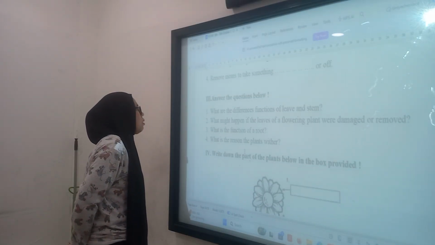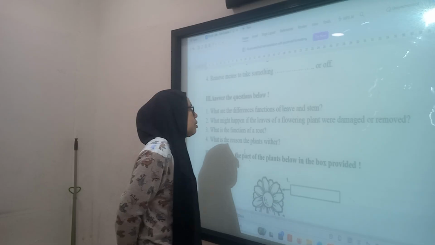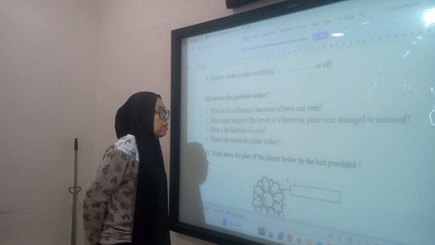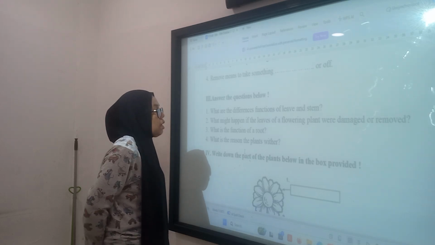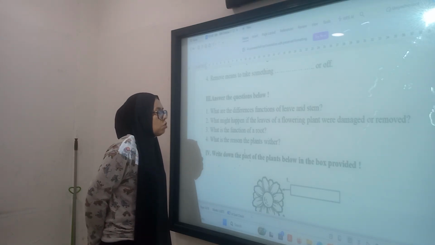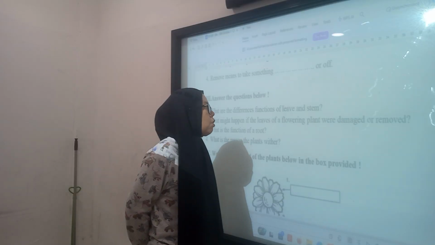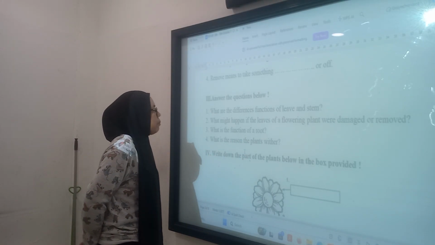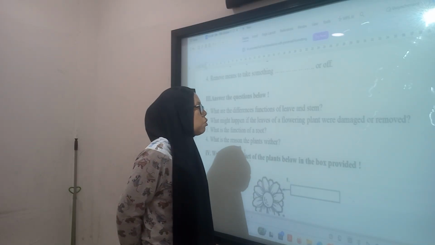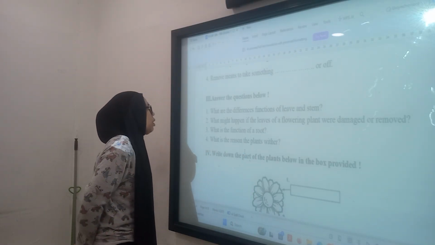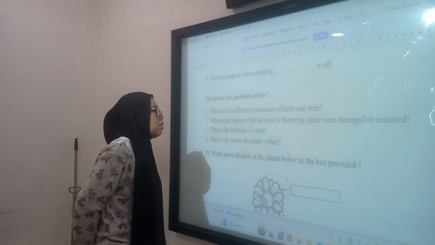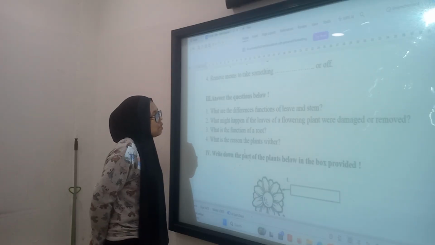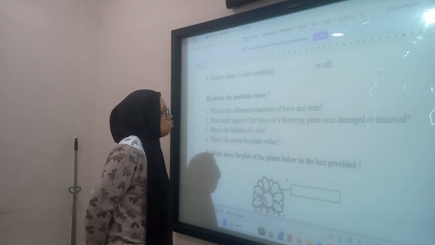What are the differences in the functions of the leaf and stem? Well, the function of the leaf is to make food by the presence of sunlight, and the stem is used to transport the nutrients and water from the roots to the parts of the plants. Number two: what might happen if the leaves of a flowering plant were damaged or removed? If the leaves of flowering plants were damaged or removed, this leaf is the part of the plant whose function is to make the food.